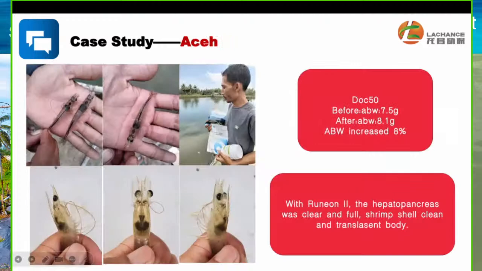So this case is from Sumatra, and this customer is a big fan of my product. He not only used bioassays but also 3 other products from my company. Finally, he has a good ABW. Because he is doing traditional farming and wants to chase higher production, he used 4 of our products, and finally we helped him reach a good result. You can see from the pictures that the shrimps have the pancreas and the intestine in a very healthy condition.